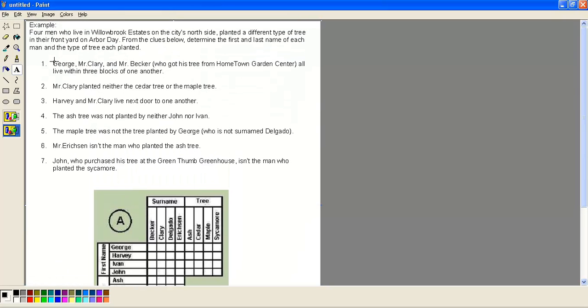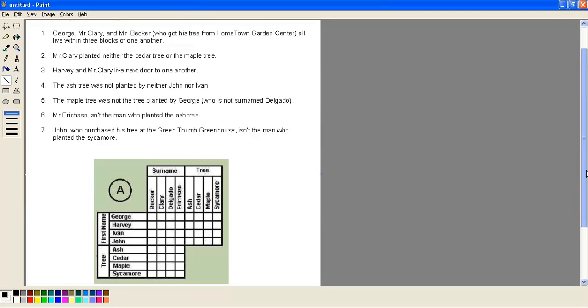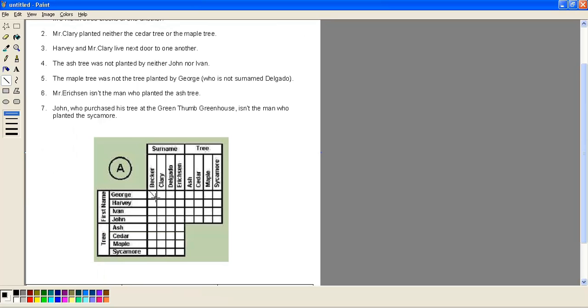The first clue says George, Mr. Clary, and Mr. Becker all live within 3 blocks of one another. Since they live close to each other, that means they can't be the same person. So we know that George doesn't have either of those 2 surnames. So I can put an X in each one of those 2 boxes. George is not Mr. Becker. George is not Mr. Clary.